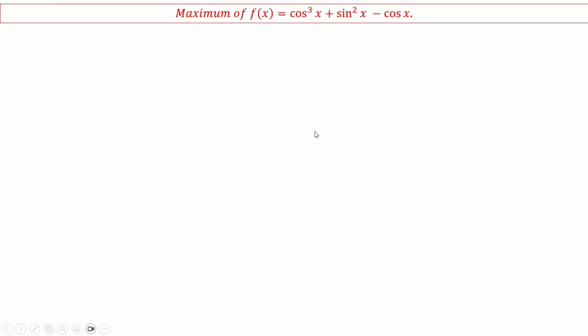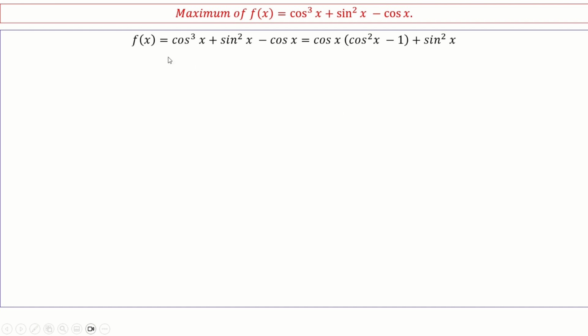So instead I will change it slightly so that it is useful for me. So f of x is defined like this. I took cos x common, so it becomes cos square x minus 1, plus sin square x. Cos square x minus 1 is nothing but minus sin square x. So if I replace it as sin square x and take sin square x common, then f of x is defined as sin square x into cos x plus 1.